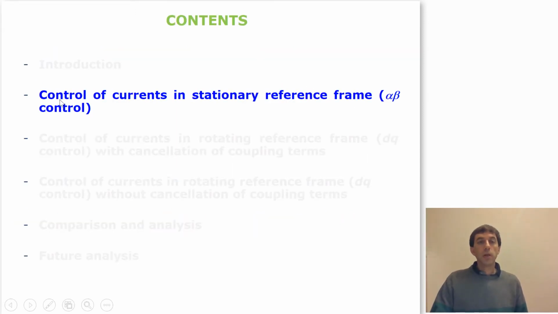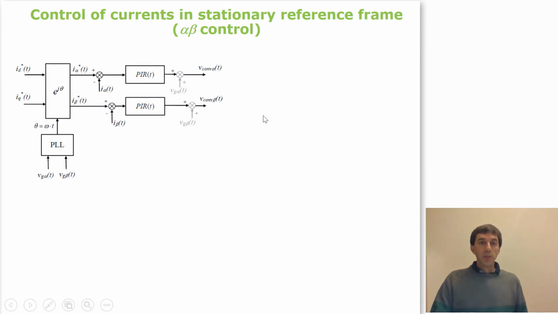Okay, so let's go now for the second part of this presentation, which is the control of currents in a stationary reference frame, in alpha beta, the alpha beta control. So the basic block diagram that we have for this alpha beta control is as represented here.